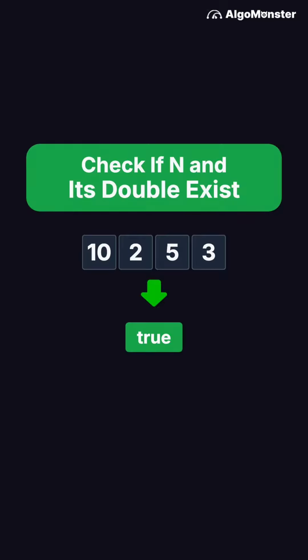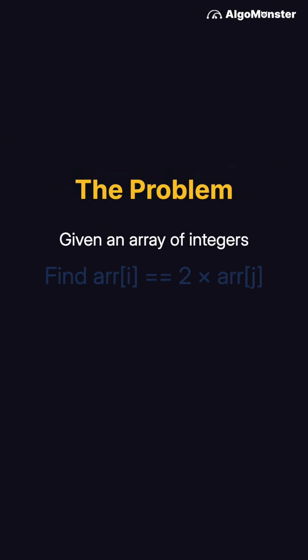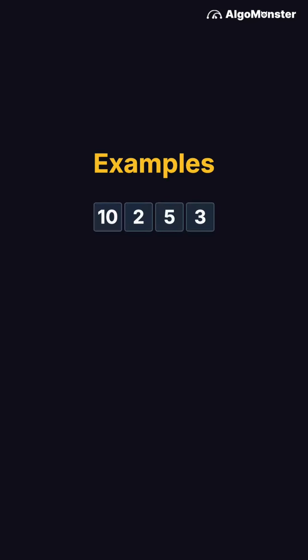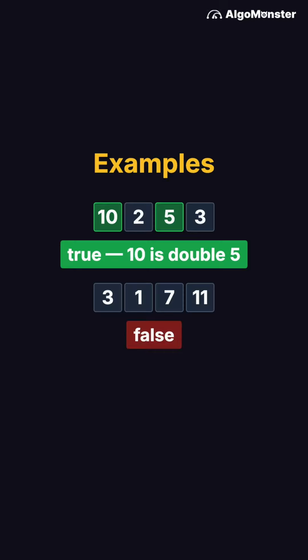Hey everyone, so today let's solve check if n and its double exist. You're given an array of integers. You need to find if there are two elements at different positions where one is exactly double the other. So if the array has 10, 2, 5, 3, the answer is true because 10 is double 5. If the array is 3, 1, 7, 11, the answer is false. No element is twice another.